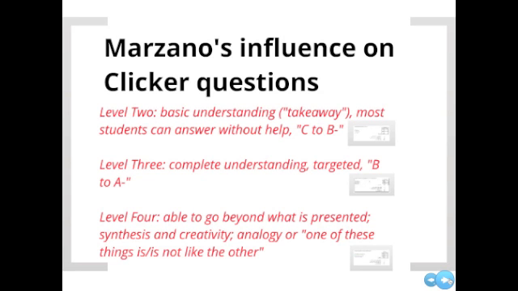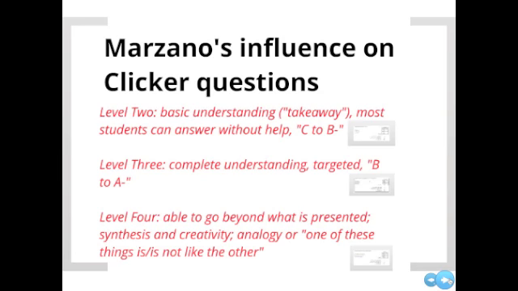So he talks about in particular levels 2, 3, and 4. So a level 2 question would be something that gets at basic understanding. What I would call the takeaway, the thing that you want them to remember, or the thing if you died of a heart attack, what's the one thing they'd remember about the content as the last thing? So it's something that most students can answer without help. And if you want to put it in terms of a grade, it would be the C to B minus student who would be able to answer level 2 questions. Okay.